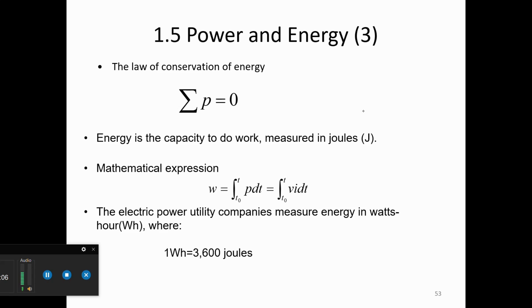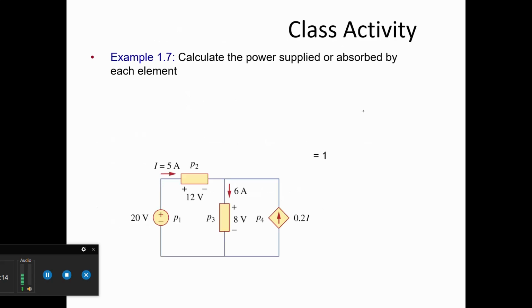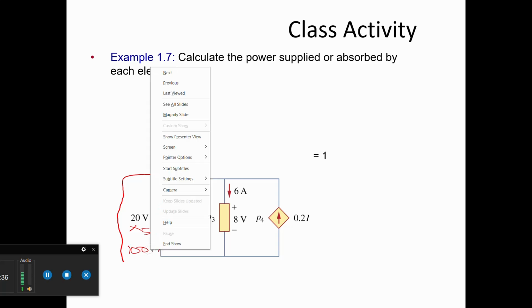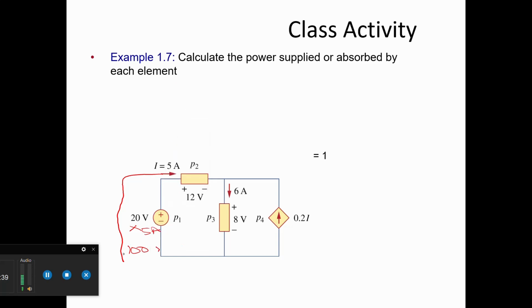The law of conservation of energy. Energy is the capacity to do work, measured in joules, and we have seen W is equal to the integral of P dt, and 1 watt hour is equal to 3600 joules. We have seen this. Now we'll calculate this example. This current is entering from the negative side to the positive, and 20 multiplied by the current of 5 amperes becomes 100 watts. Sign is important, so the sign is minus: minus 100 watts.